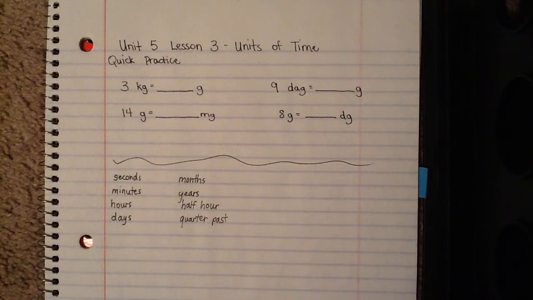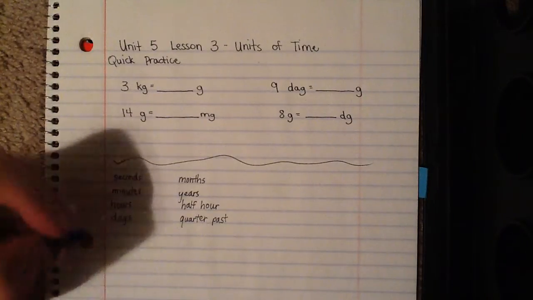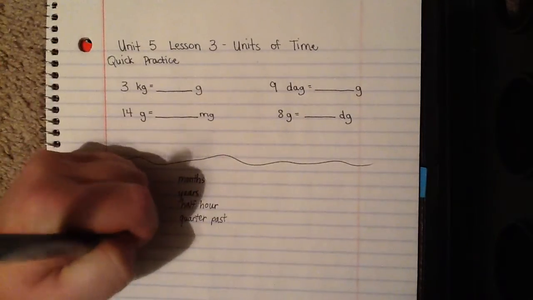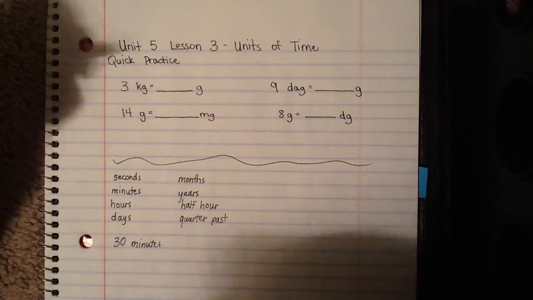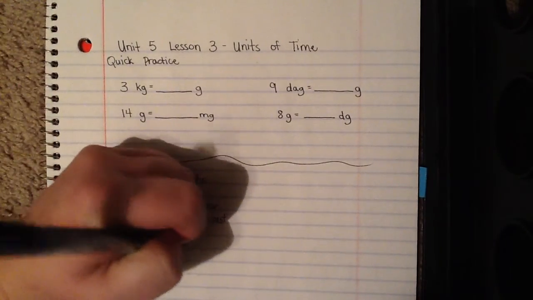In some situations, you'll use different units of time to describe that same measure. For example, some students may say that a task requires 30 minutes, which is actually equal to half an hour.